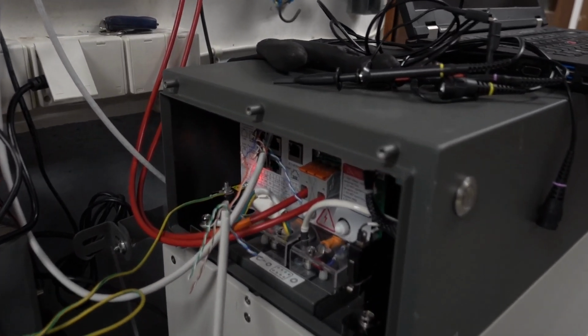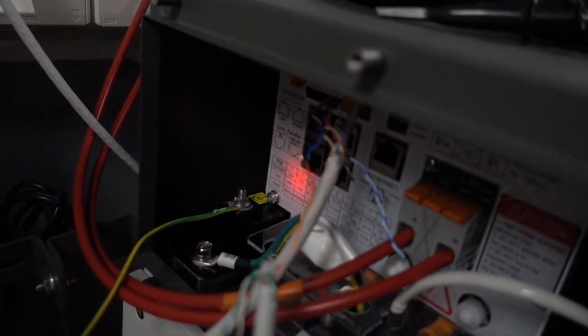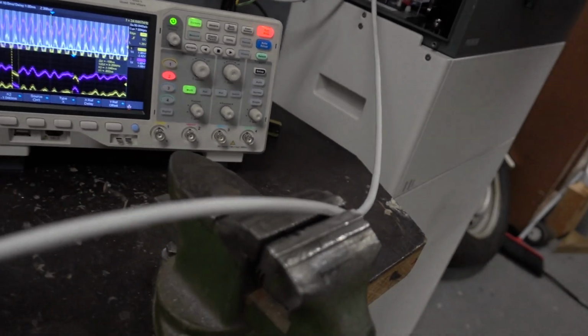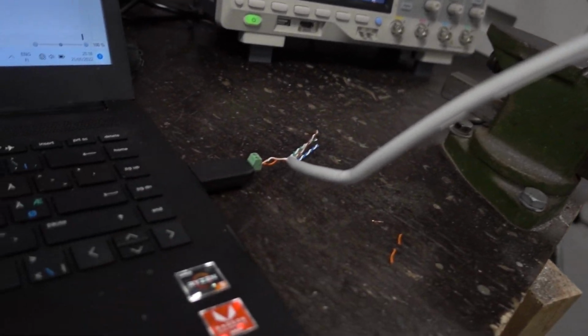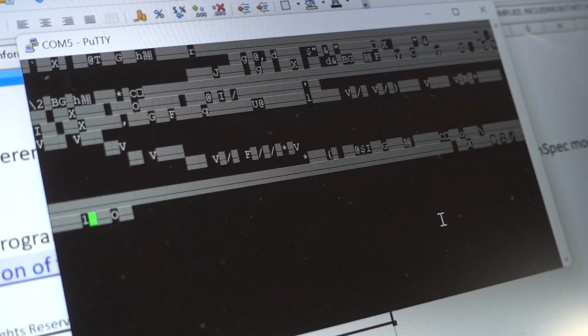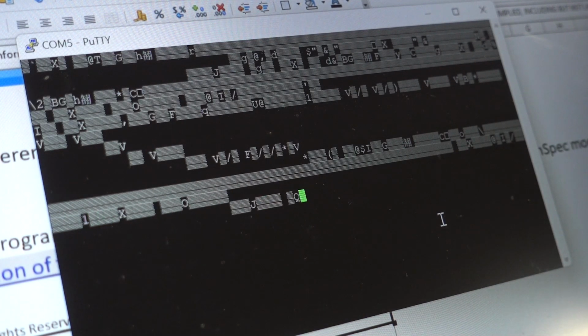Okay, now let's get to actually reverse engineering this. We'll start by hooking up a computer to it. I've patched into the wiring and connected a cheap Modbus to USB adapter. With this adapter, we can fire up PuTTY and look at the serial data.